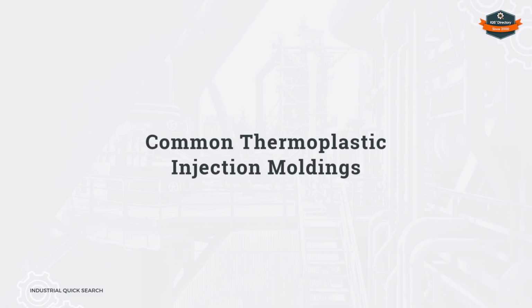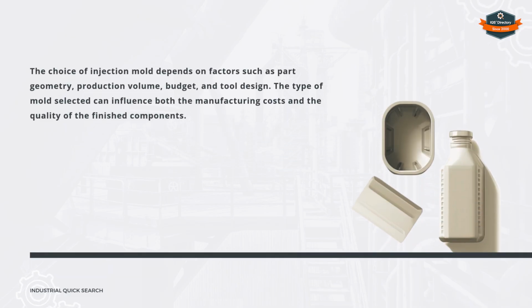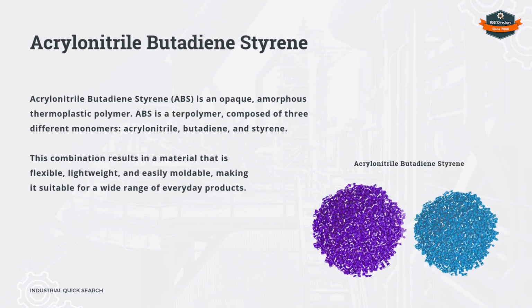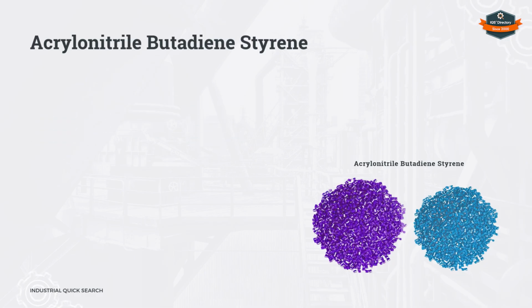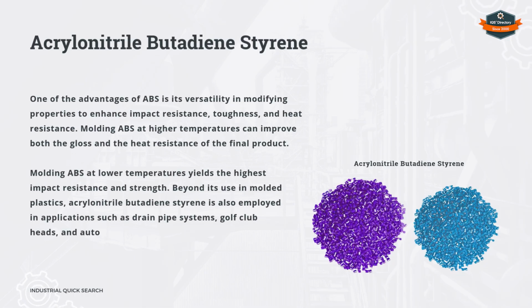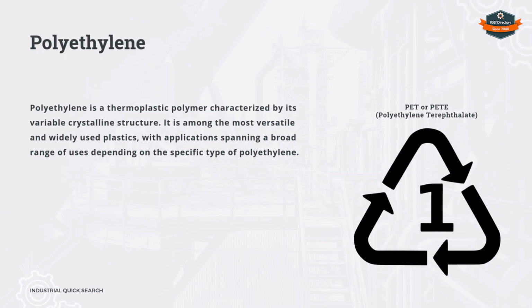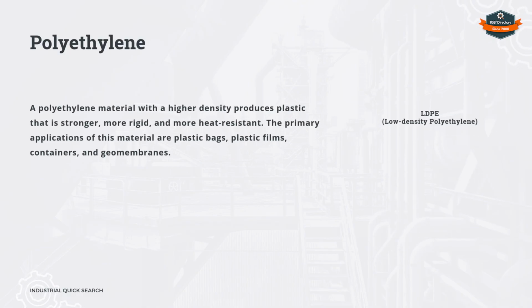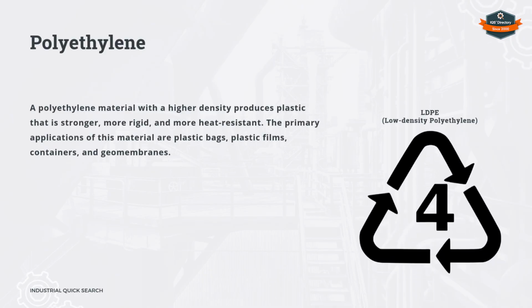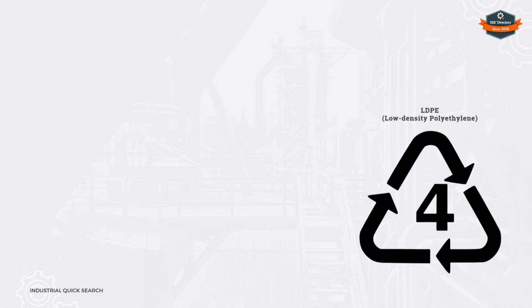Common thermoplastic injection moldings. Some common types of thermoplastics used in injection molding include acrylonitrile butadiene styrene, polyethylene, polycarbonate.